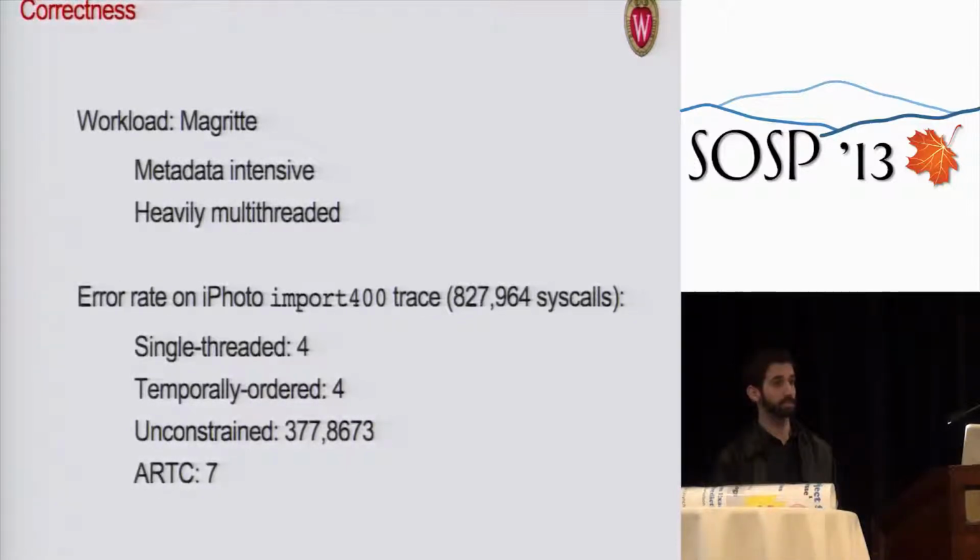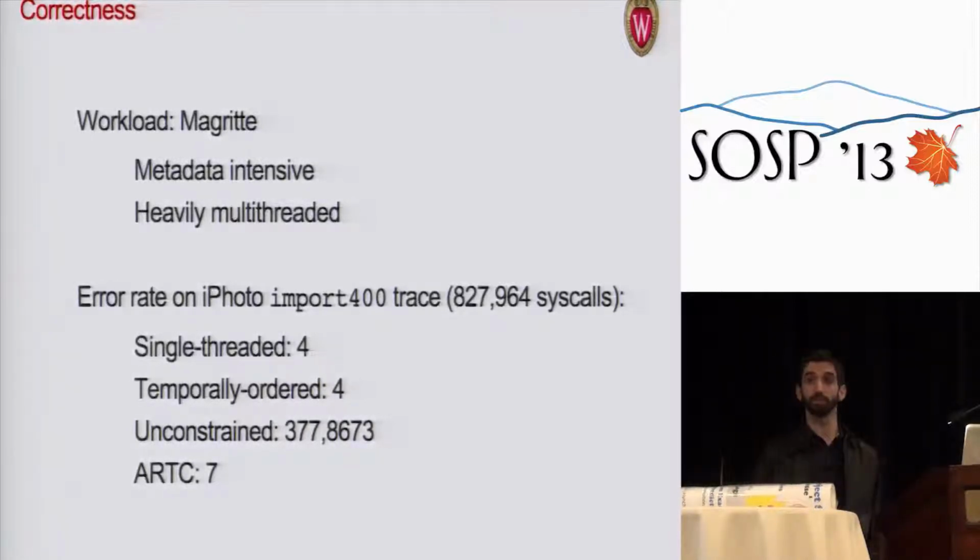A nice illustrative example from that ibench suite, or rather the Magritte compiled suite, is the iPhoto import 400 trace, which consists of a bit over 800,000 system calls. The simpler single-threaded and temporally ordered replays actually don't do quite perfectly here. They have 4 errors. These aren't, however, due to ordering problems, because we're preserving the same ordering. They're just inherent problems in the traces themselves. There's a slight lack of information about extended attributes, which makes a fully correct replay not really feasible.